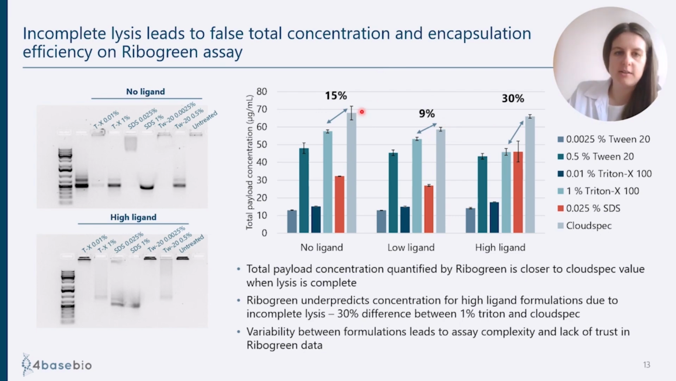I do wonder whether that difference, because the RiboGreen is consistently lower than the CloudSpec, is because there is still some mRNA that's bound to other components, which is impacting that measurement. But what you can see with the high ligand formulation is that the difference between the CloudSpec and the high ligand is even greater, 30%. So I think with these high ligand formulations, actually, we are not getting an accurate RiboGreen concentration ever with any of our surfactants, because we're not releasing that payload.